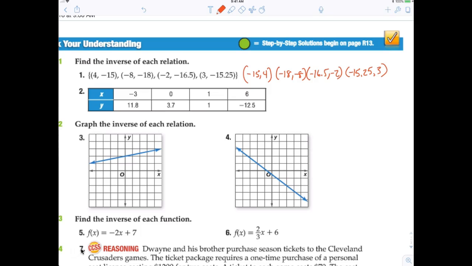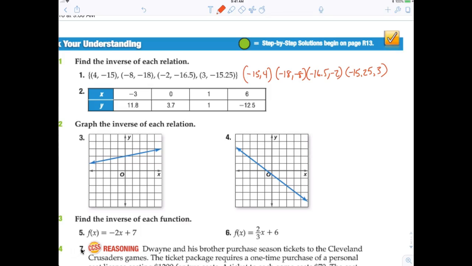Remember, right now when we start out here, generally the first couple questions are kind of easy. It gets a little bit harder as we go down. But to do the inverse, all you're doing is just switching the x and y.